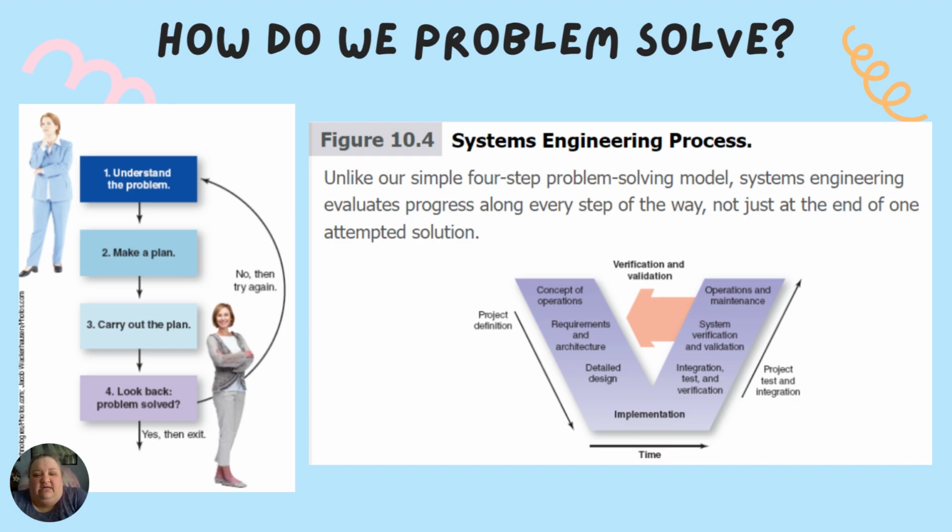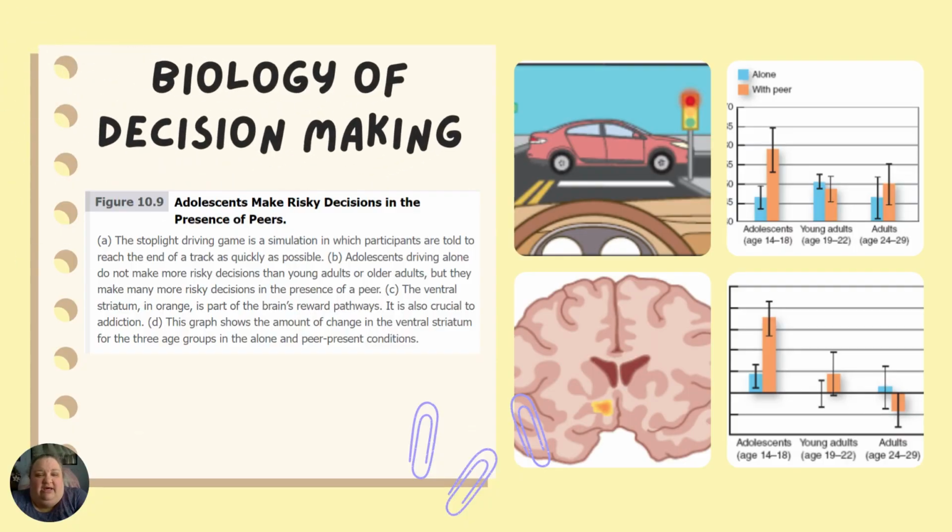Now in the book, it also tells about a different type of process, like this system engineer evaluation. Basically, they evaluate at each step rather than just at the end. So this is a little more complex version of problem solving, but that way, you're aware of what's going on. We also have the biology of decision making.